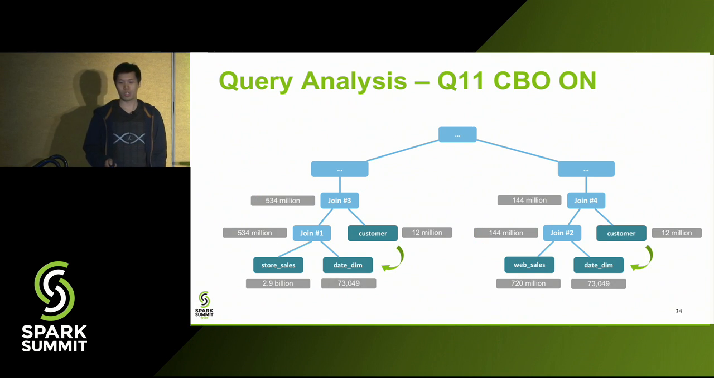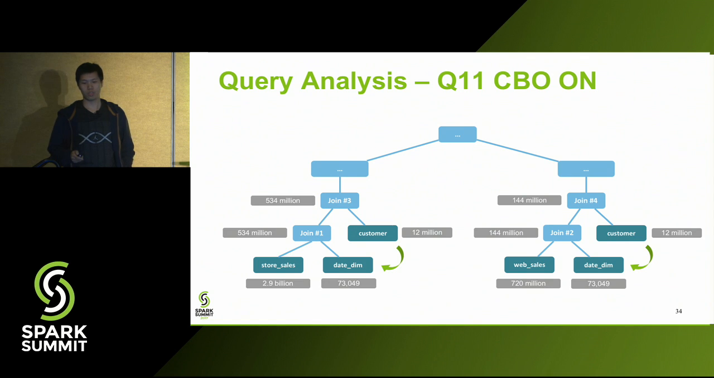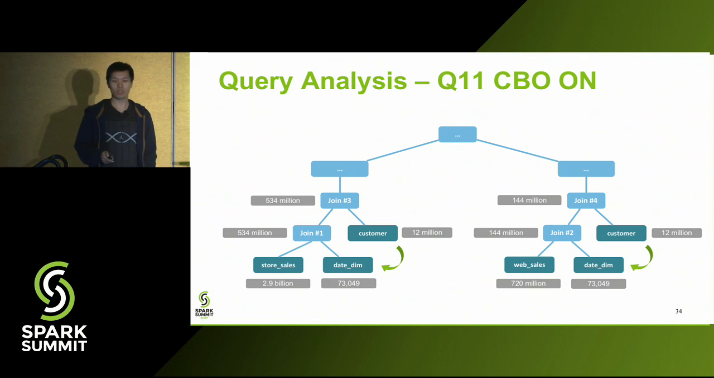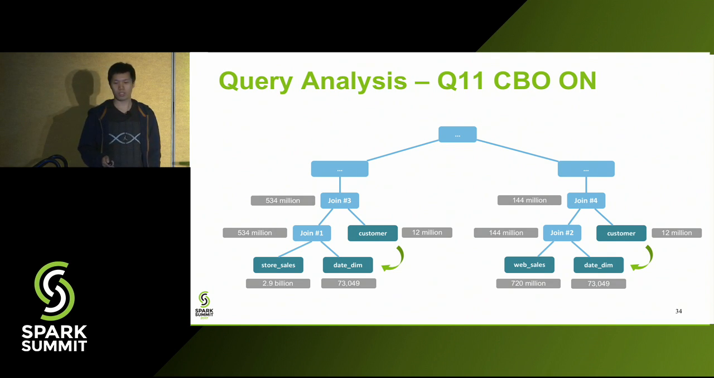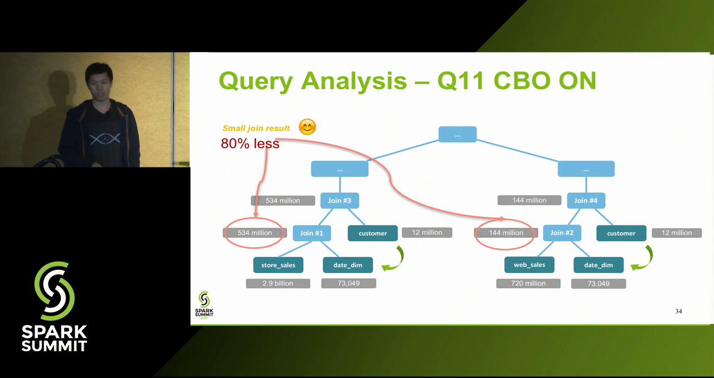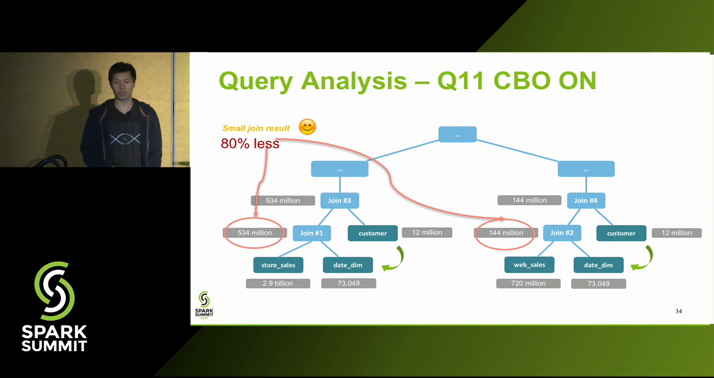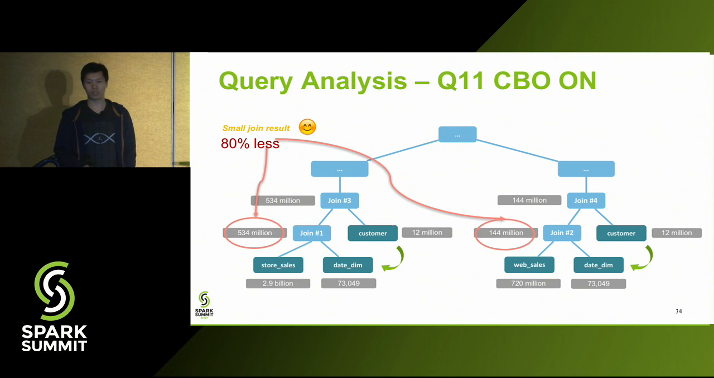Now with CBO, we automatically switch the order of customer and date dim. That means we now join store sales and web sales with date dim first, and that produces much smaller intermediate results, about 80% less than before. And this leads to a 1.4 times speed up.